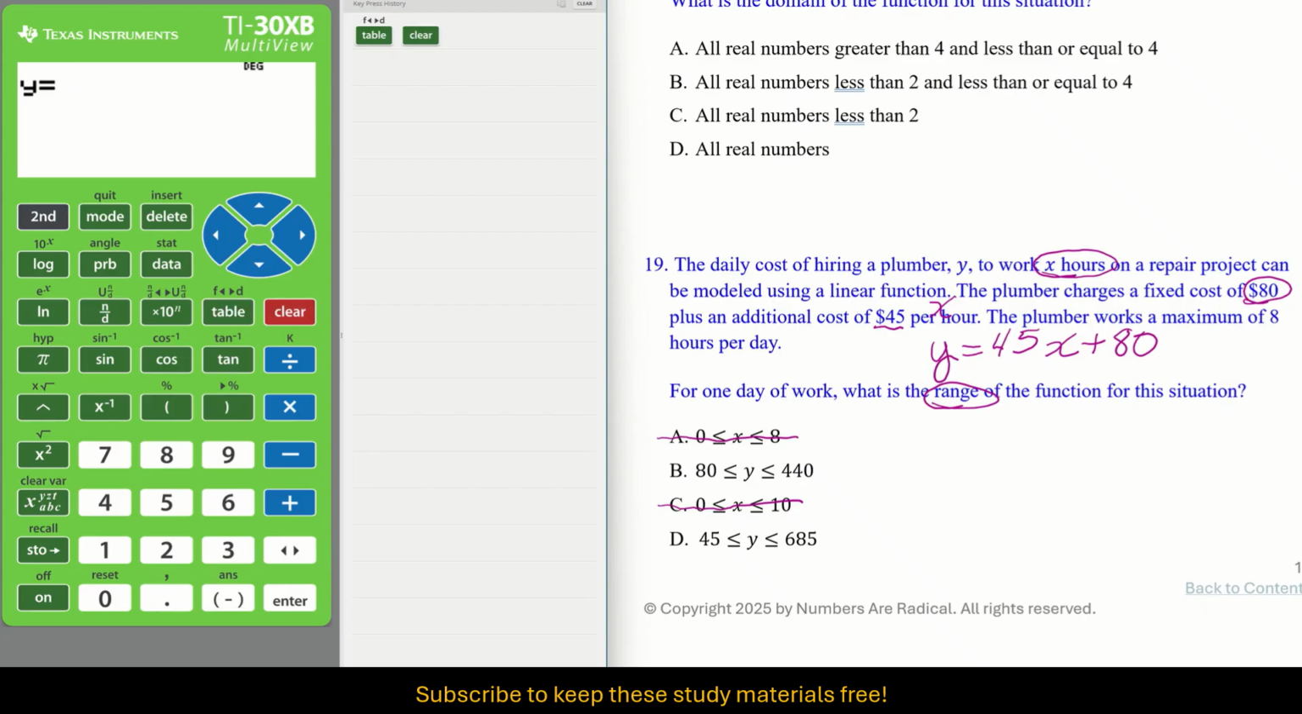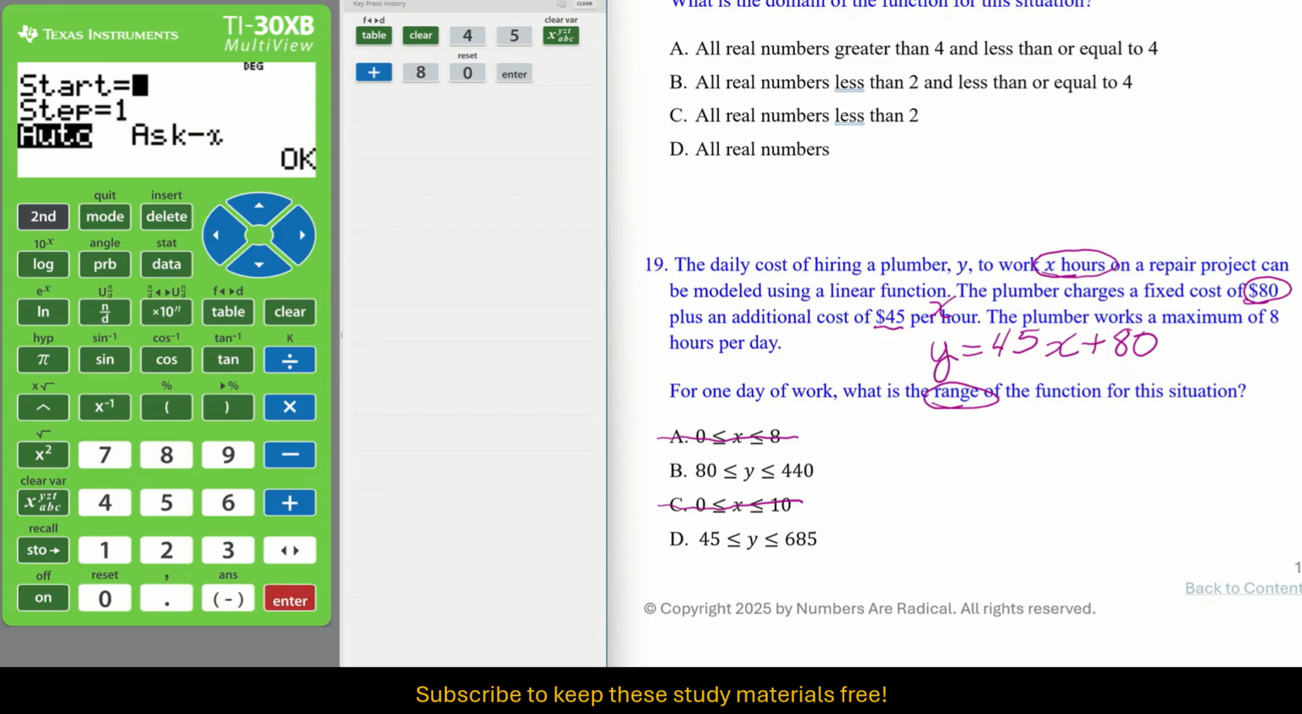Clear out what we have in there. We have 45x plus that initial $80, push enter. And yes, I'm starting at 0 and working one step at a time because you have 1 hour, 2 hours, up to 8 hours. And this is a continuous situation because it can involve partial hours, which would be partial cost. So that's all valid, and that's shown with our inequalities. Let's go ahead and enter this in and take a look.